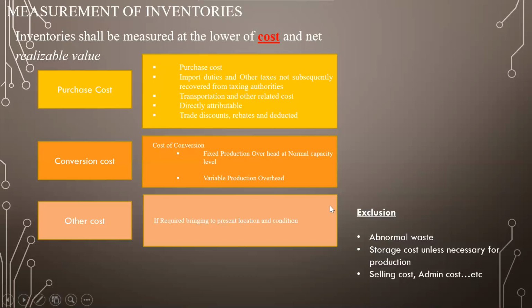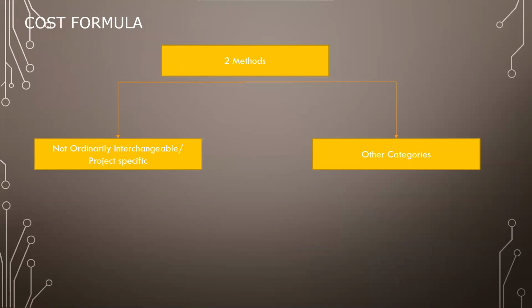Moving on, the cost formula. Broadly, if you look at inventory, you can divide it into two components. One, there are inventories which are not ordinarily interchangeable, which means those are primarily project specific. For example, if you're manufacturing the gearbox of a particular item, these gearboxes are not ordinarily interchangeable. These are all project-specific gearboxes which are customized for a particular application.